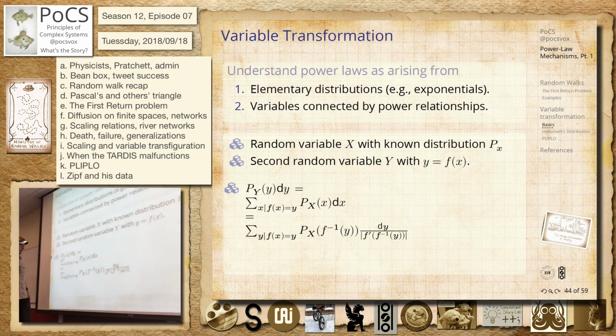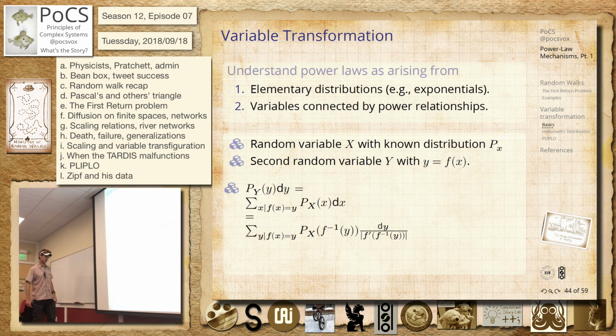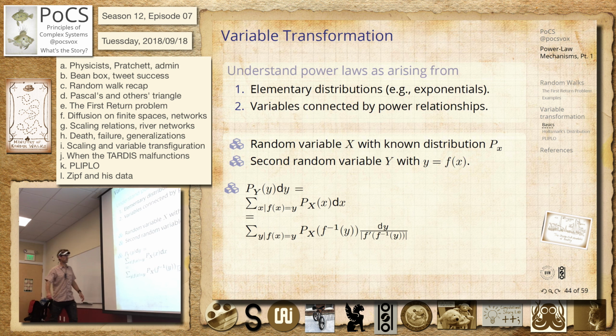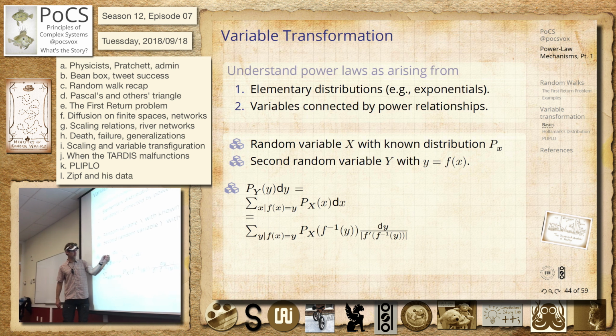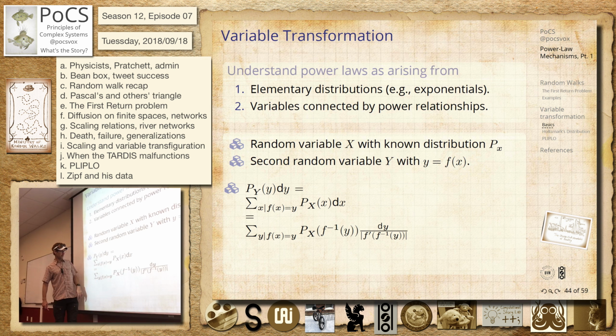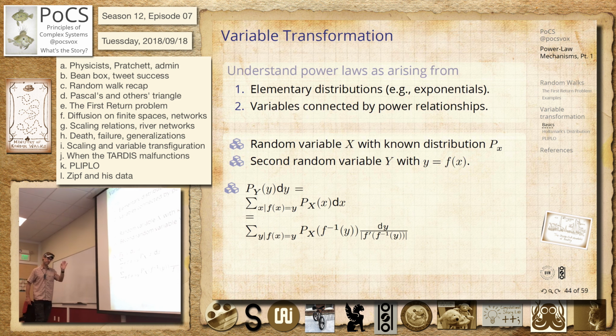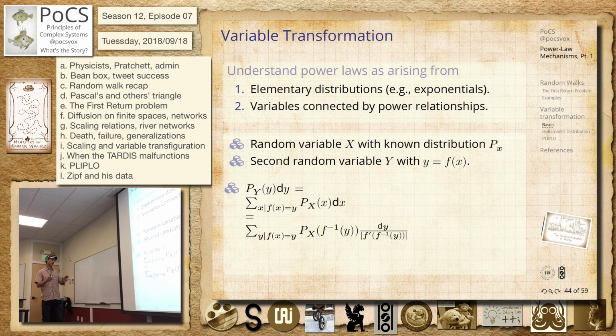And this is the elaboration of how this would work out. So the probability that y has some value: you have to find the x's for which the function of x equals y, and then add up all their probabilities with the right dx's in there. And if you go through the whole thing, this is what it looks like. You don't have to worry about that too much.